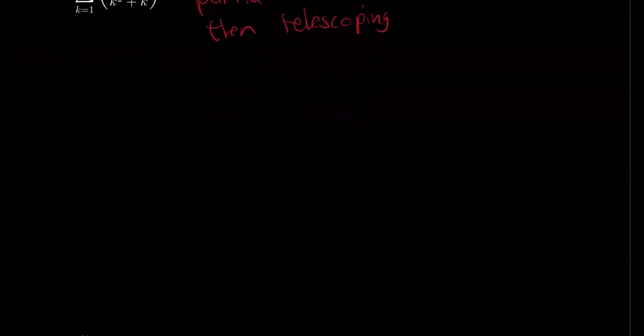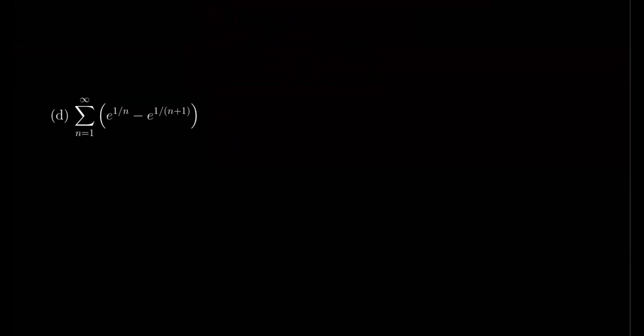Same thing for part C. For part C, I recommend that you do partial fractions and then do telescoping. That would be the thing that I would do for that one, but I wanted to focus on a couple of the more complicated ones that have the e to the something. So I'm going to do part D. All right, let's do that one together.